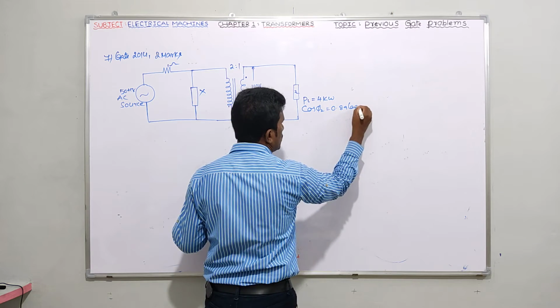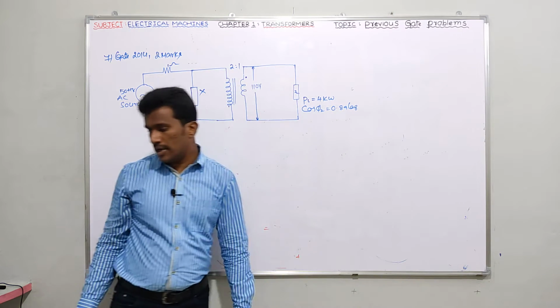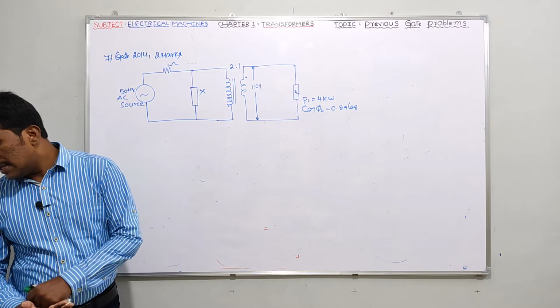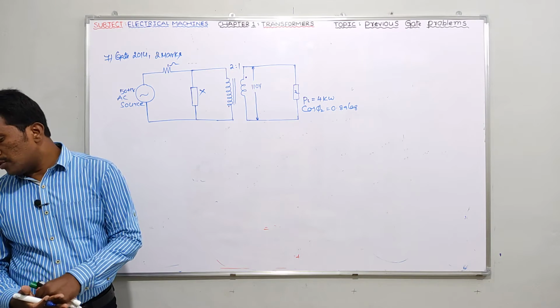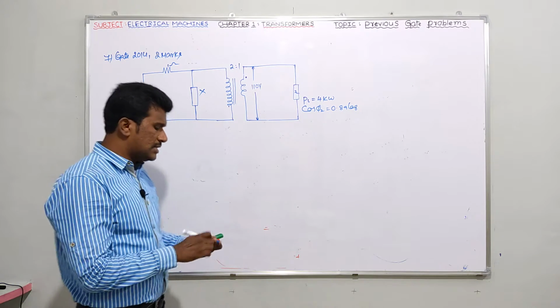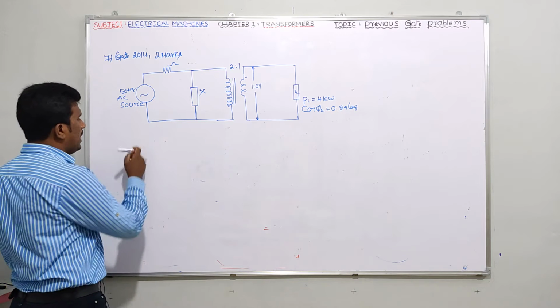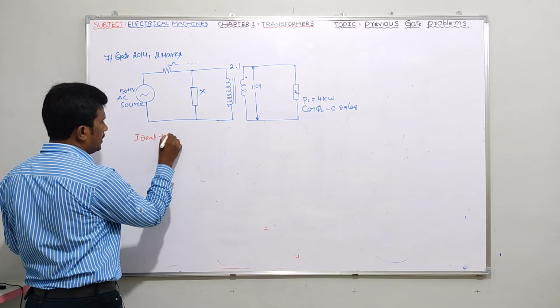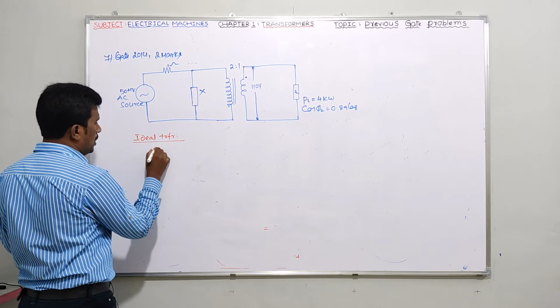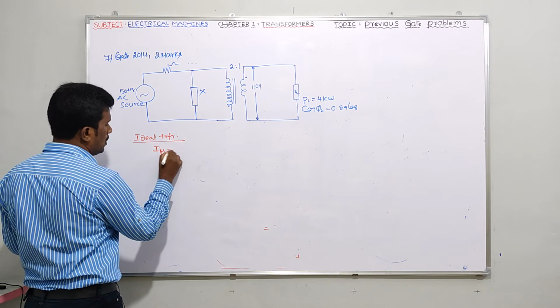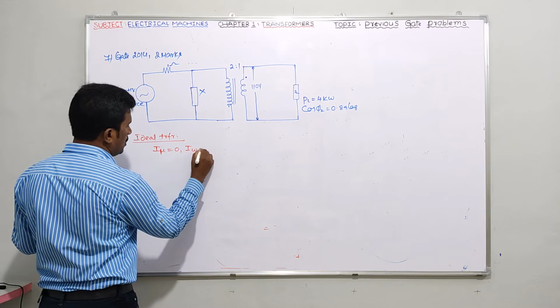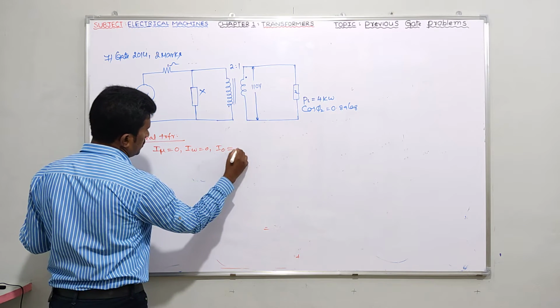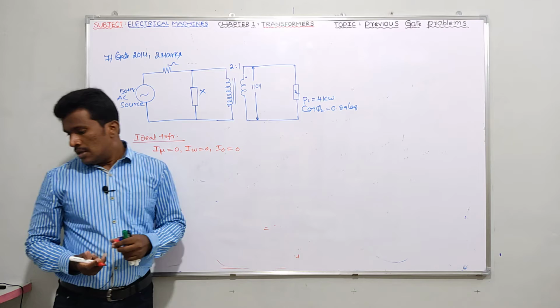0.89 lagging. Okay, so he is asking, assuming the transformer to be ideal once again. Please, guys, once again he is saying ideal transformer. Ideal means, as I already told you in the previous question, ideal transformer means I0 is also 0; I_mu and I_w are 0. Okay, now let us see.